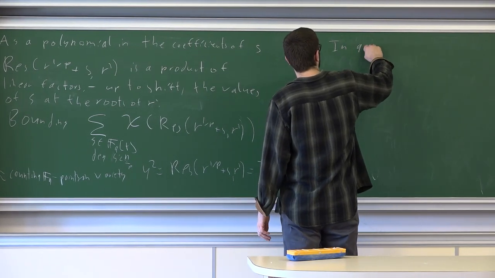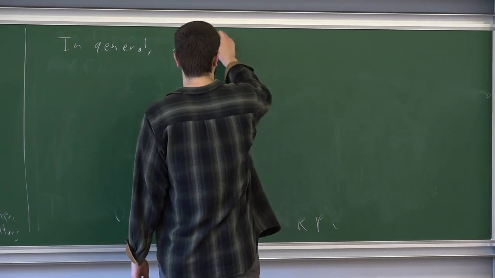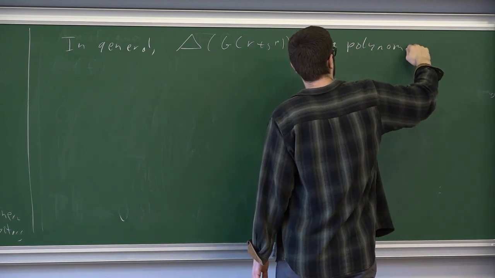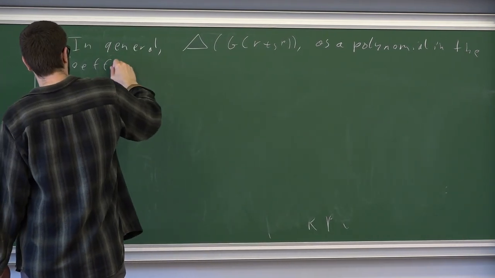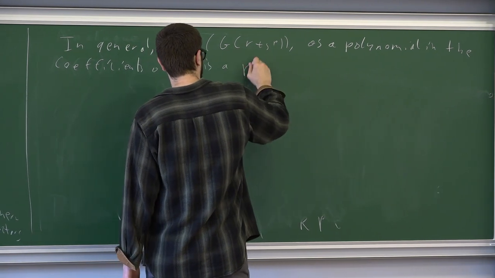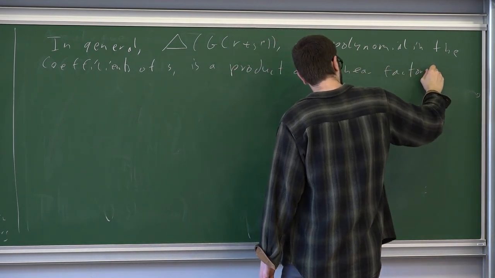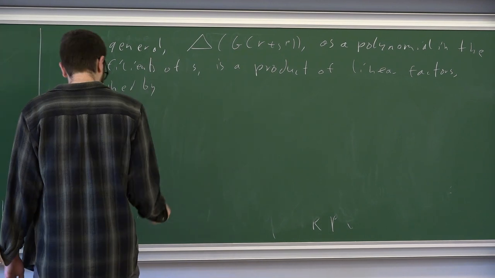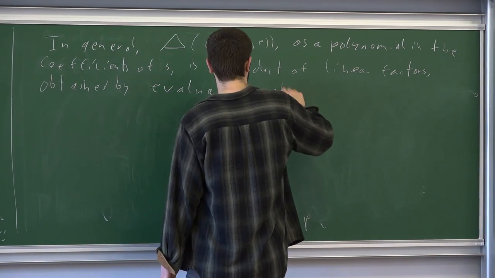So in general, the discriminant of g of r plus s to the p, as a polynomial in the coefficients of s, is a product of linear factors, which are obtained by evaluating s at some points, finitely many points.